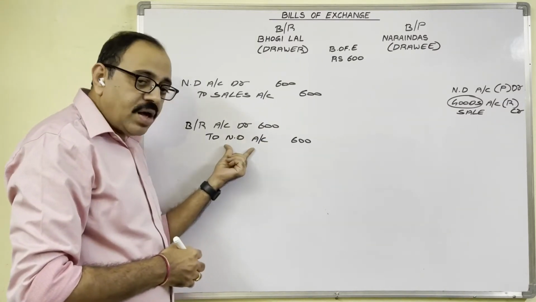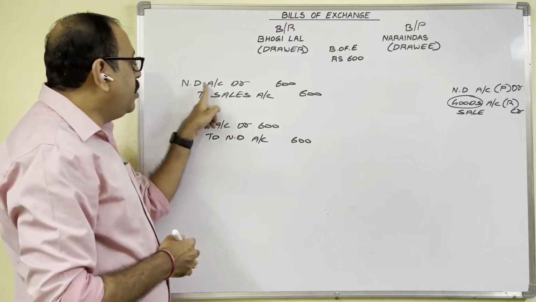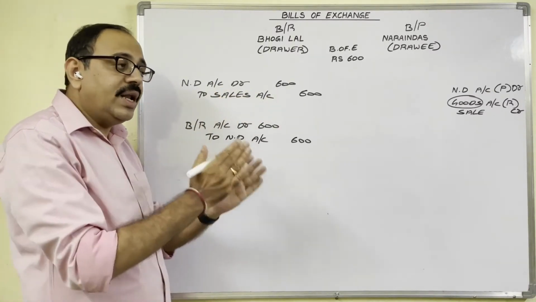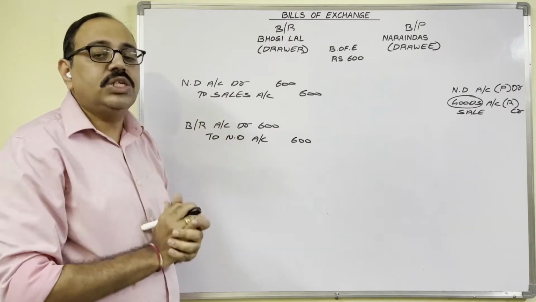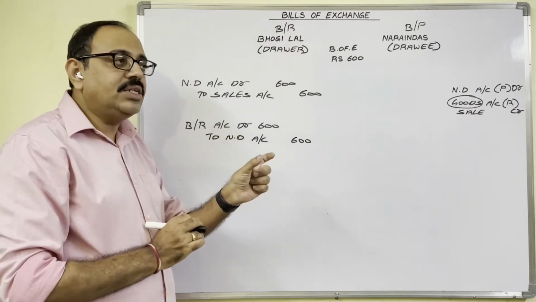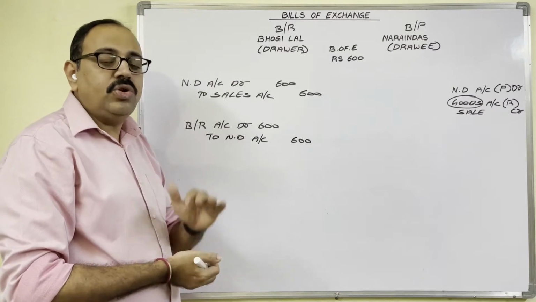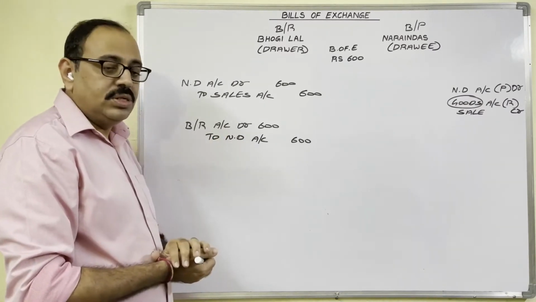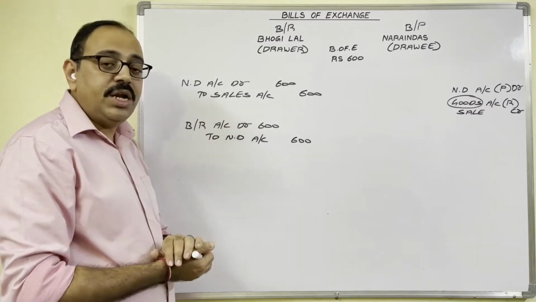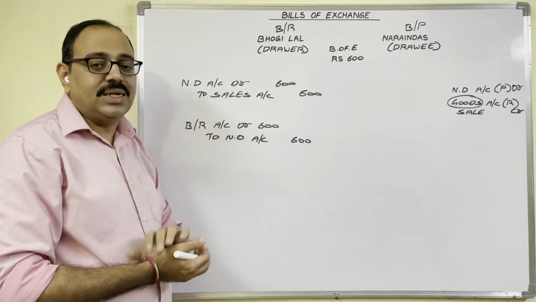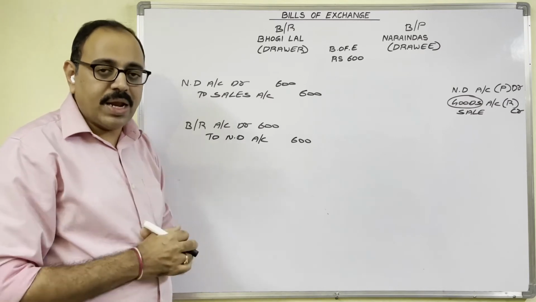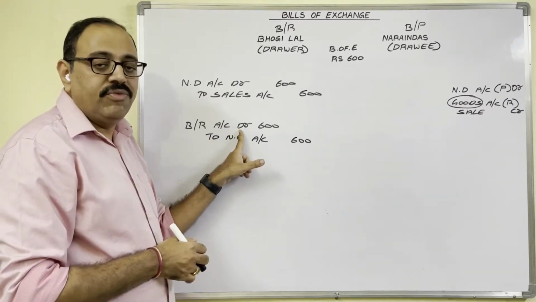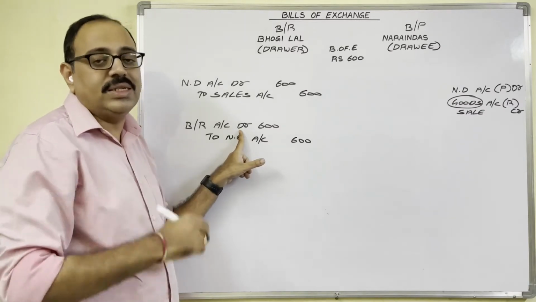Why are we crediting Narayan's account? By debiting, we created a debtors account. As the debtor asset is converted into a bills receivable asset, we have to cancel this debtor asset. So to cancel the debtor account, we credited Narayan's account. Why is the bills receivable account debited? We want to create this asset. Asset shows a debit balance. Therefore, by debiting the bills receivable account, we created the bills receivable asset account.